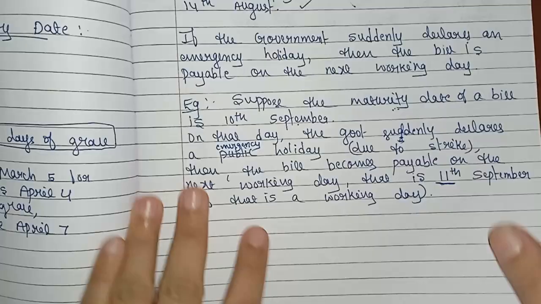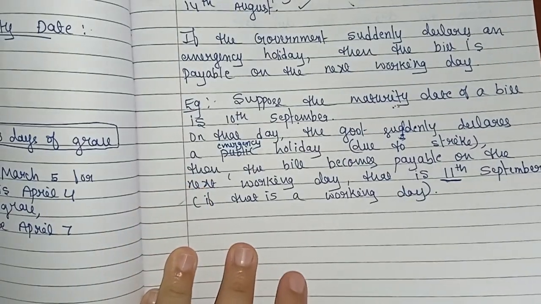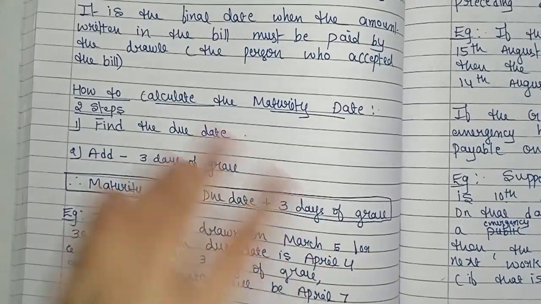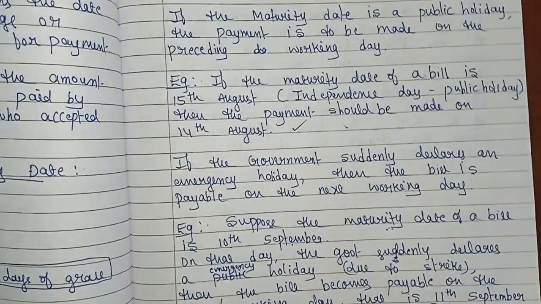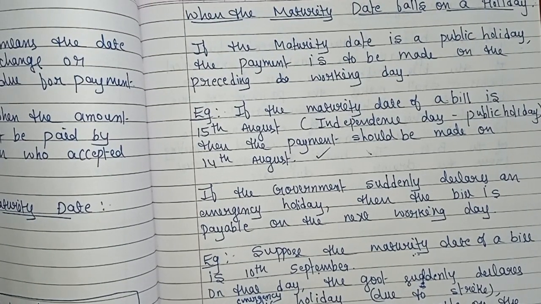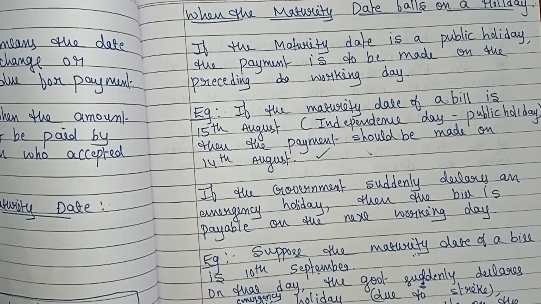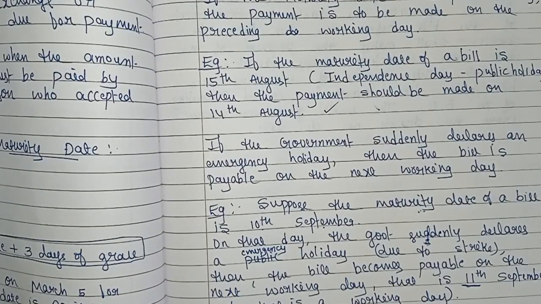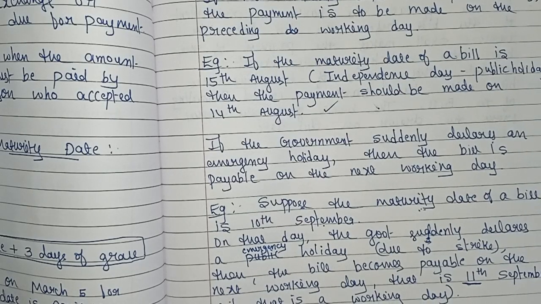So, these are the rules included while calculating the maturity date. Maturity date means due date plus 3 days of grace. When the maturity date falls on a public holiday, the payment has to be made on the preceding working day. And if the government suddenly declares any emergency holiday, then the bill is payable on the next working day, but that day should be a working day. I hope this is clear to you all.